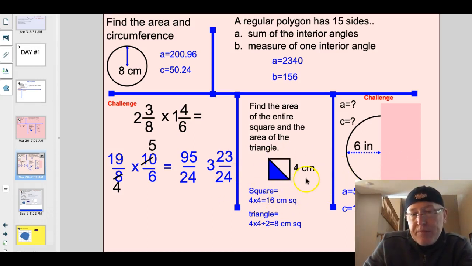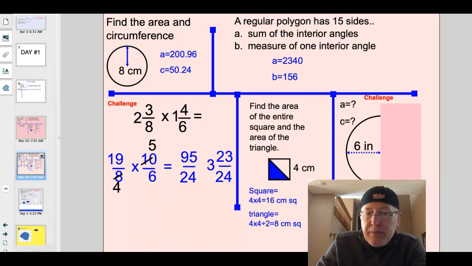This one's pretty simple. It's a square, so if this side is 4, all sides are 4. So 4 times 4 would give you a total of 16 square centimeters. The triangle, of course, will be half of that. This one is a little tricky.